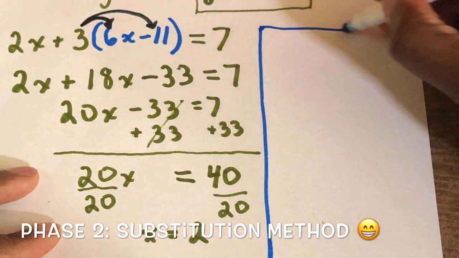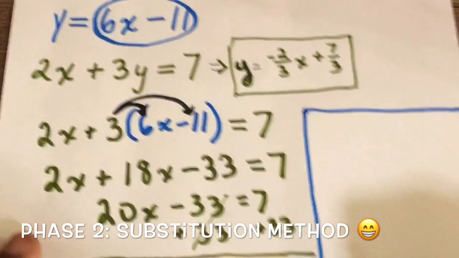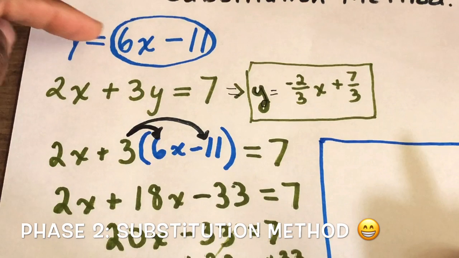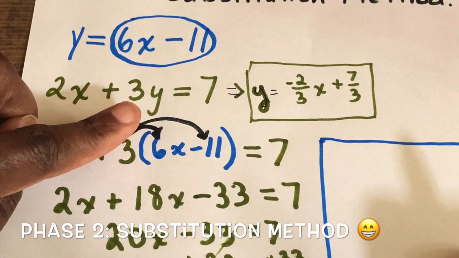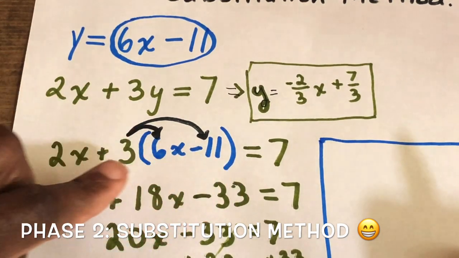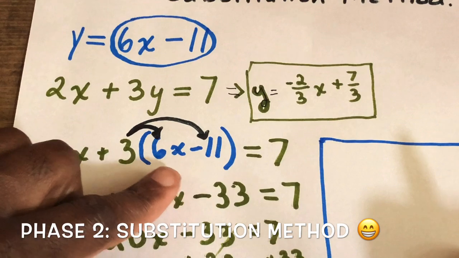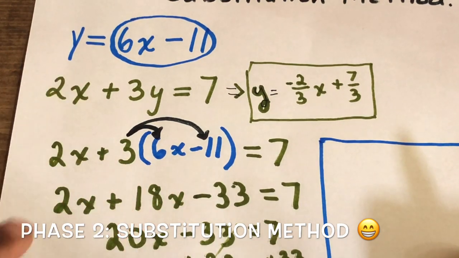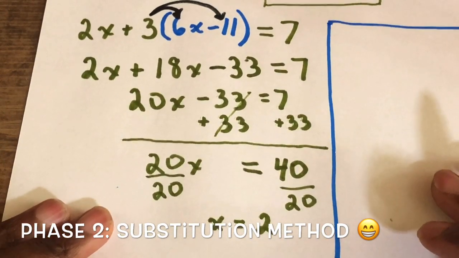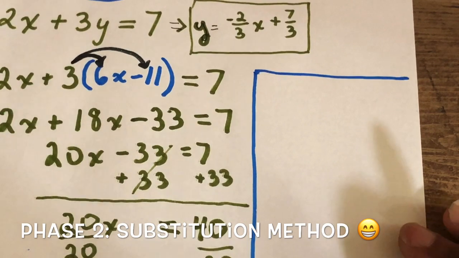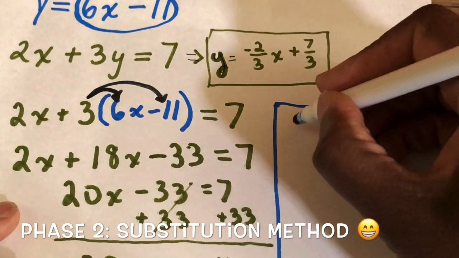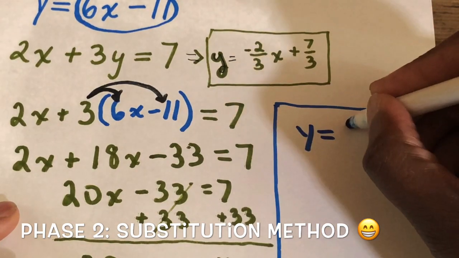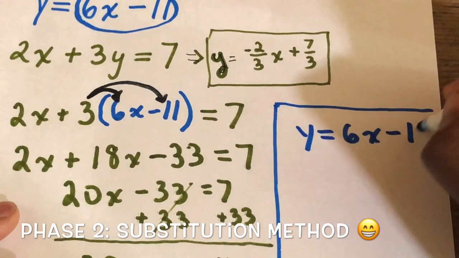Okay, so now this is our third step. Let's go back to our steps again. In step 1, we substituted this expression into the other equation. Once we did that, we had an equation with one variable, x. The second step was to solve the equation, and when we solved it, we got x is equal to 2. The last step is to solve for y by using one of the equations: y is equal to 6x minus 11.